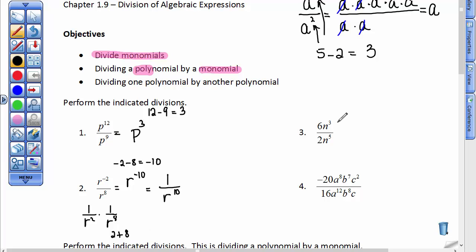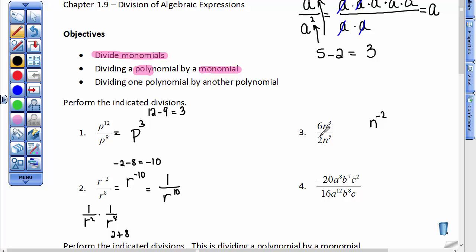So if we go up to number 3, 3 minus 5 is a negative 2. So that's n to the negative 2. But can you tell that there are 2 more n's downstairs than there are up here? So we're eventually going to move this downstairs.